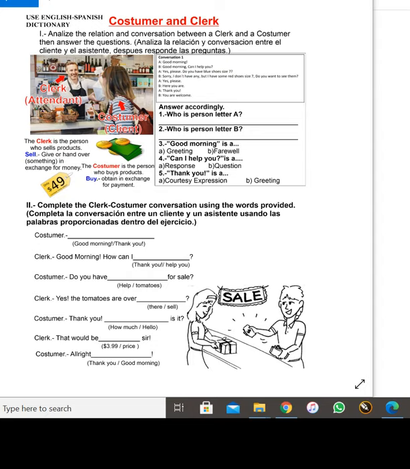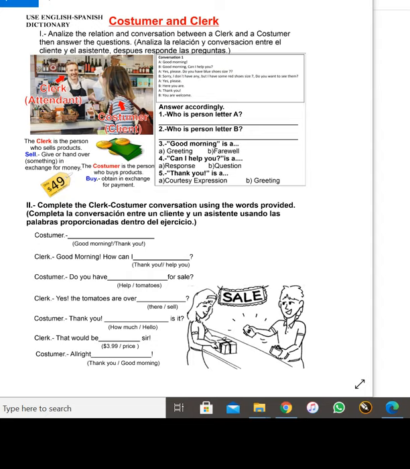All right. Moving on. Now that we know the basics about customer and clerk, and the functions that they provide, we can go ahead and do the exercise. Exercise number one. It says analyze the relation and conversation between a clerk and the customer. Then answer the questions. All right, so let's read the conversation number one first.